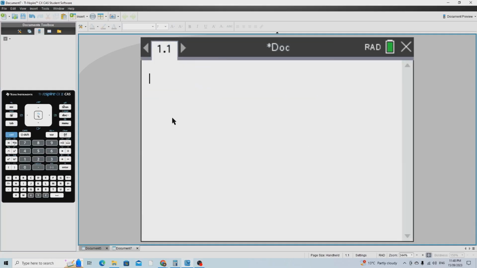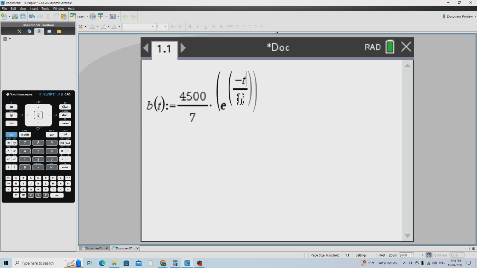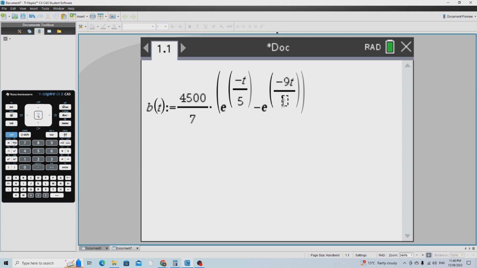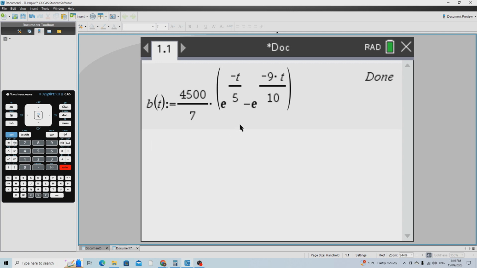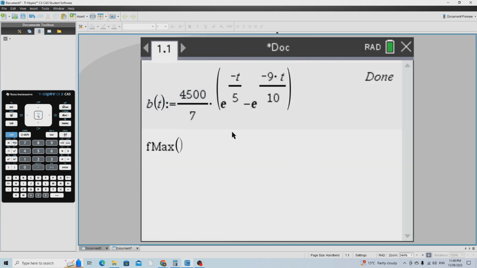So let's define the function. So we're saying B of t is defined as 4500/7 times e to the negative t over 5 minus e to the negative 9t on 10. Okay, we get this. And so we want to find in terms of hours. So go on menu, go on calculus, and go to maximum. So maximum of b of t, comma t. So this is your maximum.